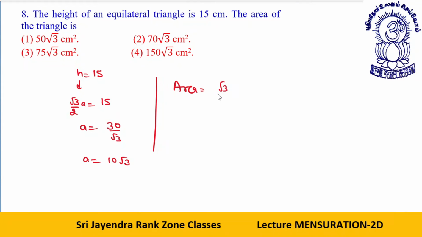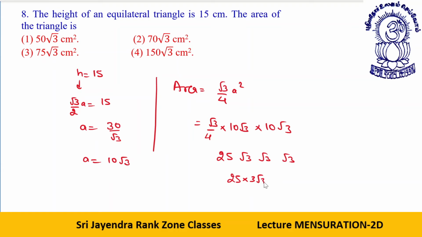Now area. Area for an equilateral triangle is root 3 by 4 a square. That is root 3 by 4 into 10 root 3 into 10 root 3. So 4 can cancel two tens to give me 25 into root 3 three times, that is 25 into 3 root 3. 75 root 3 is your answer, my dear students. Okay.